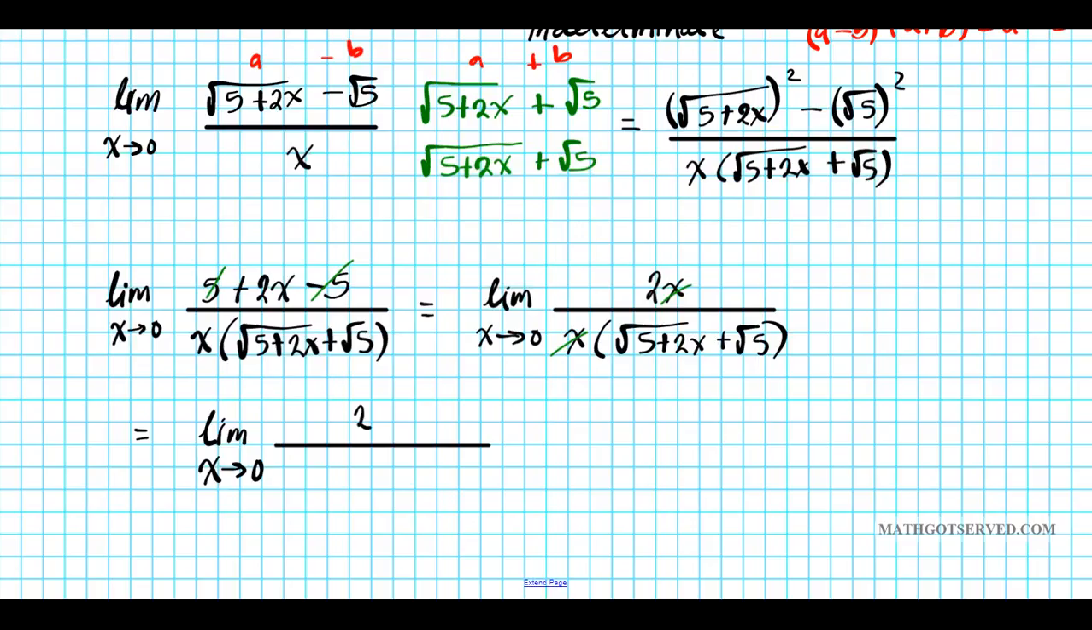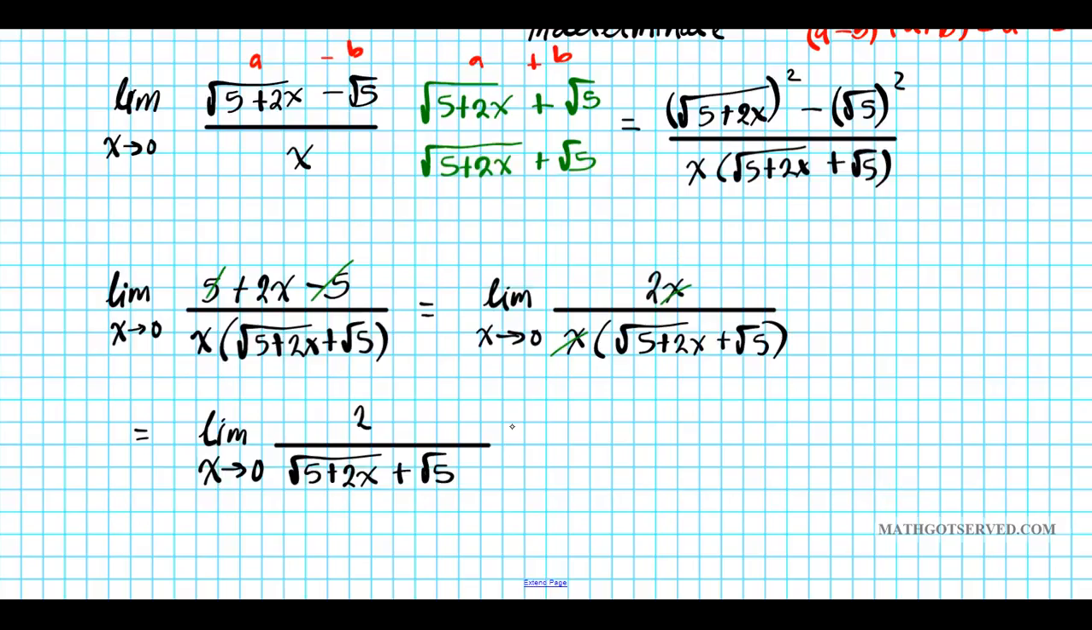the square root of (5 plus 2x) plus root 5. Now what did we just do? We just carried out a transformation, and it turns out that x equals 0 is a removable discontinuity. Okay, that's what was causing us to have an indeterminate result. That has been taken care of.